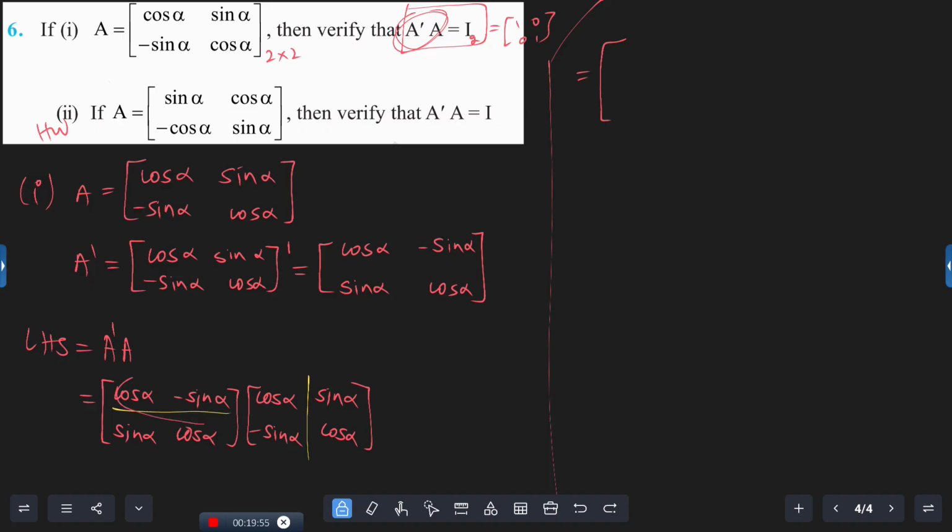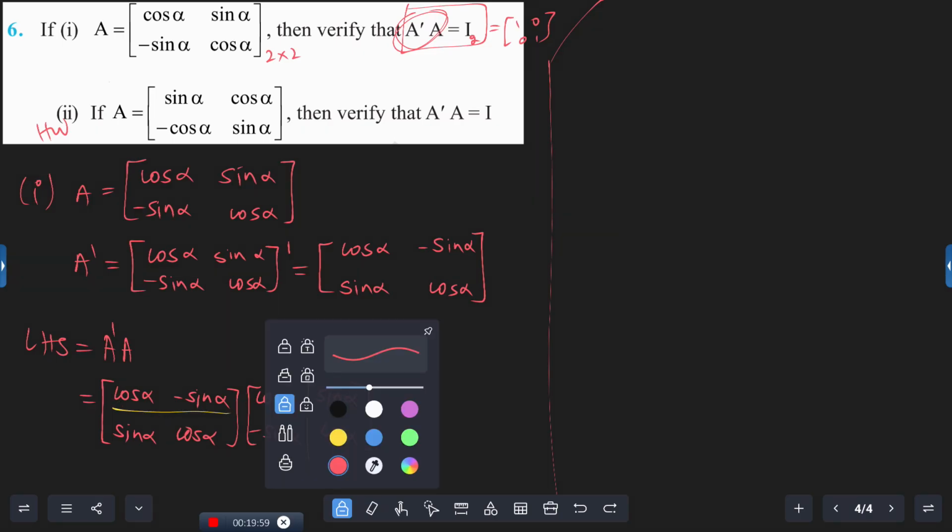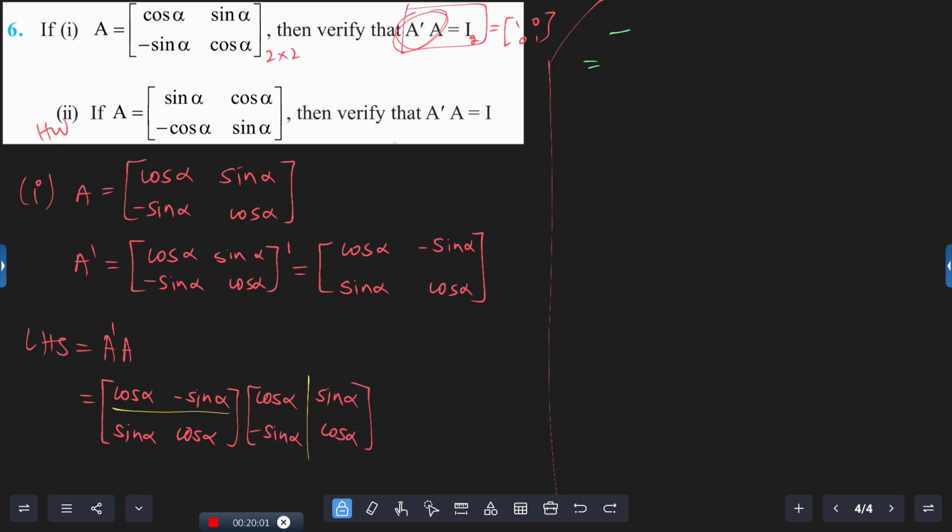So if I'm taking the first row, let's take a different color. Yes. So if I'm taking the first row, I want to product with the first column. Means first element to first element plus second element to second element. Like that you want to product. Okay, be careful when you product. So first row I'm taking, first element to first element, means cos into cos. Cos into cos, what will you get? Cos square.